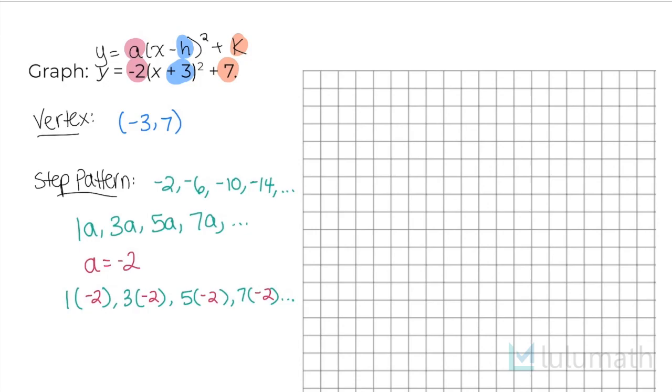So when I multiply 1 by -2, I get -2. 3 times -2 is -6. 5 times -2 is -10. And 7 times -2 is -14, so on and so forth. And that is how we get this step pattern.